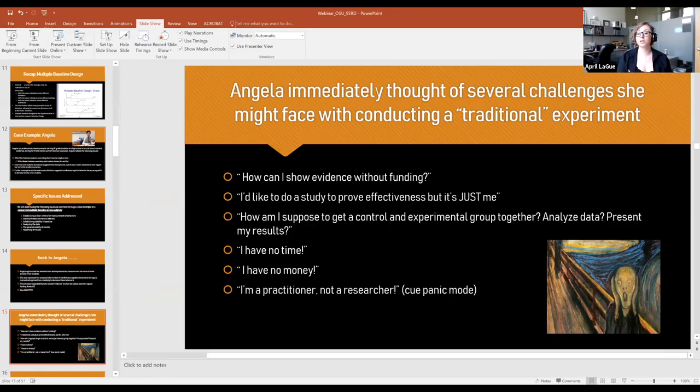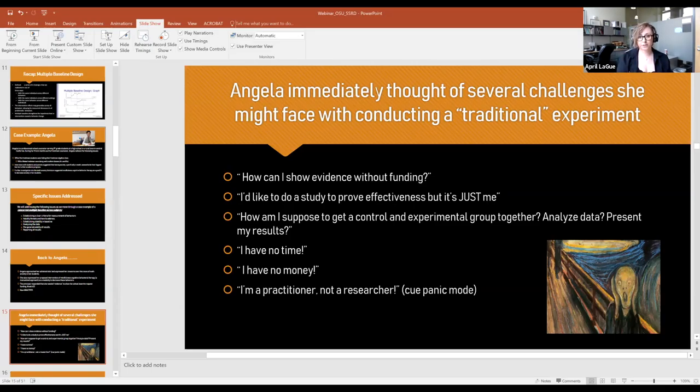When people think of research, especially grad students, they think of labs and lots of people and lots of grant funding, and this is what you do all day, and control groups and experimental groups and all these fun things. And then Angela is sitting alone in her office saying, I have no time, I have no money, I'm a practitioner. And then we cue some panic mode right there. And this right here is where it stops in the field. This is where the panic and the anxiety say, oh, maybe I can just choose something like this on my own and with my students, but not track it, because I'm not a researcher.